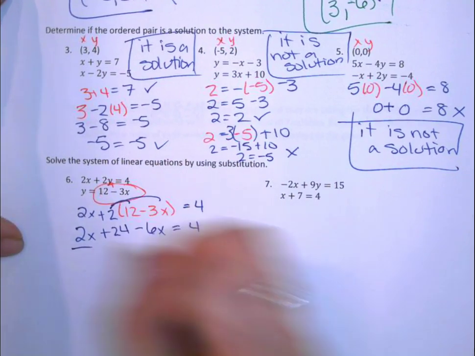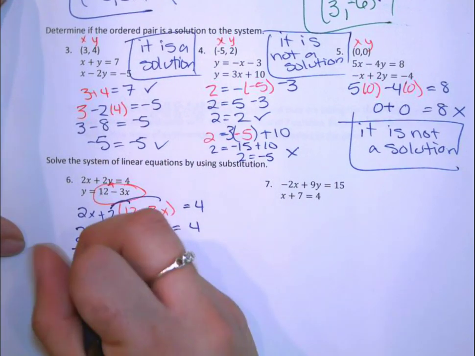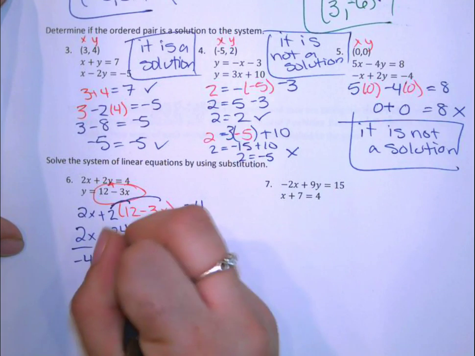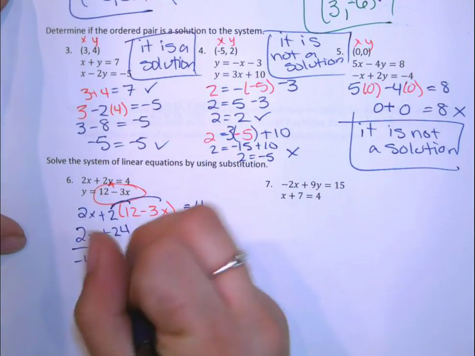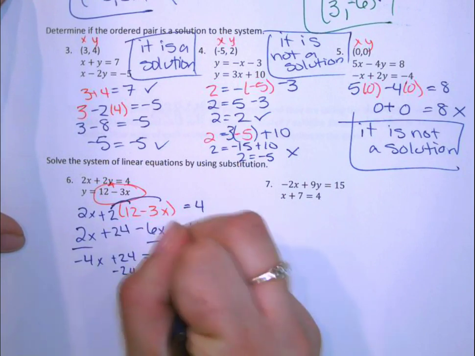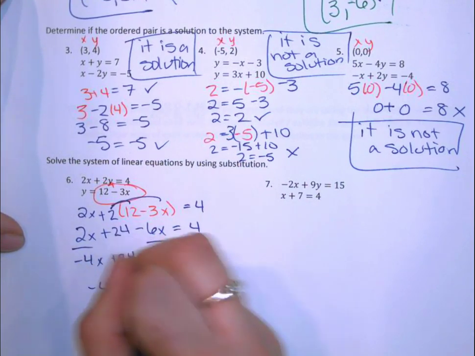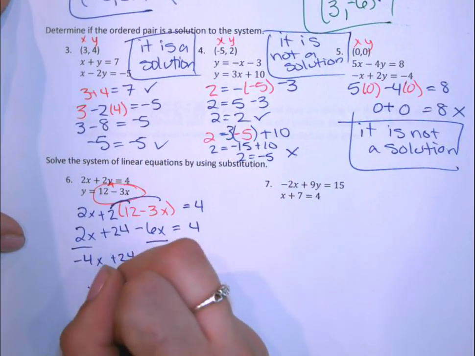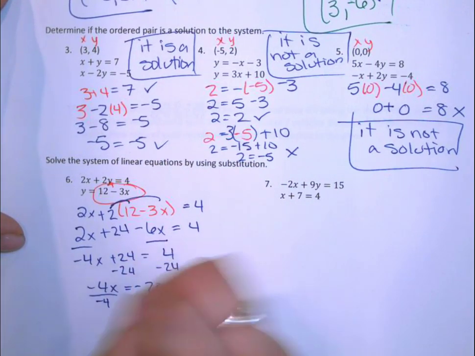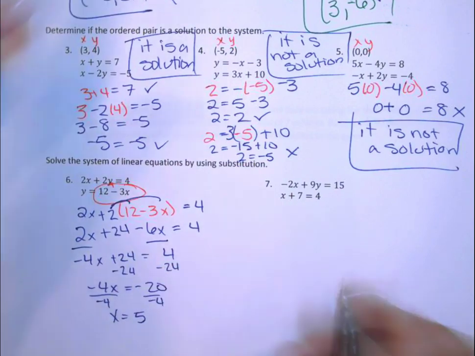I'm going to go ahead and combine like terms. 2 minus 6 is negative 4. And then the 24 and 4 stay where they are for now. I'm going to go ahead and subtract 24 on both sides. I get negative 4x equals negative 20. I go ahead, I divide by negative 4 on both sides. I get x equals 5.